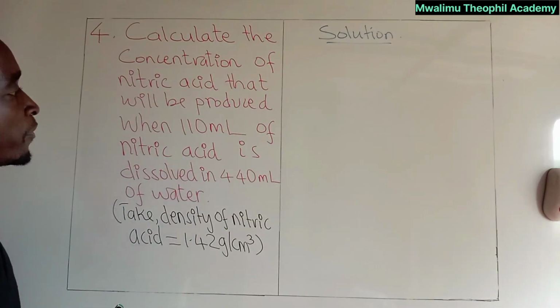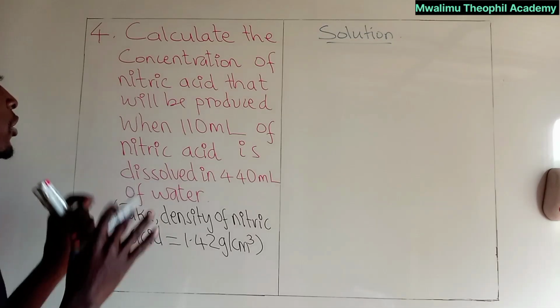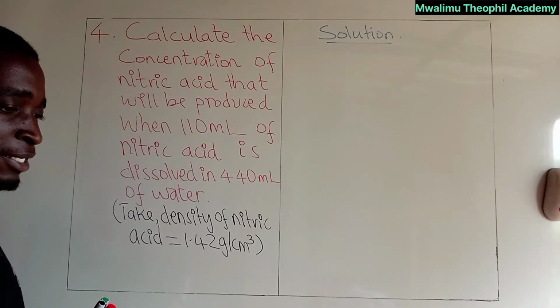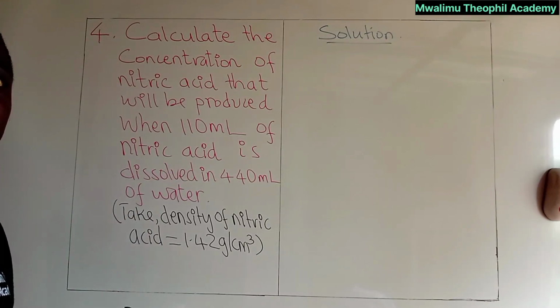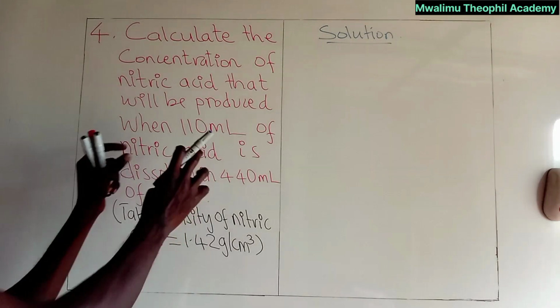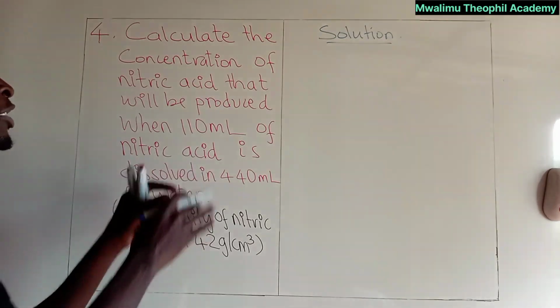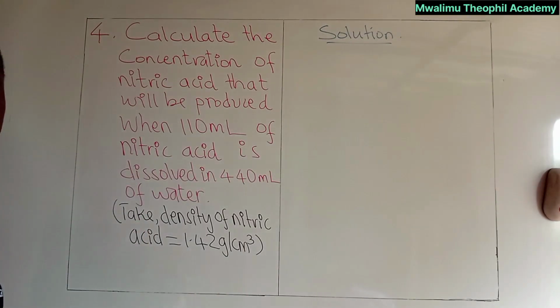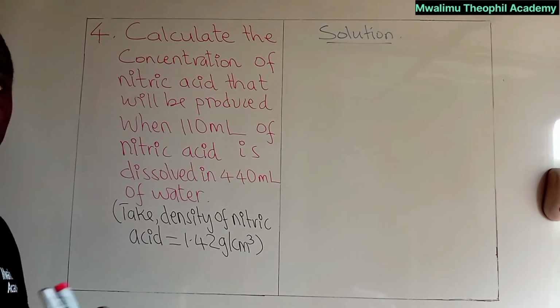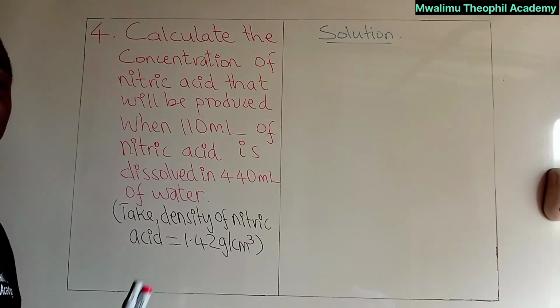In this problem, we are required to calculate the concentration of nitric acid. It is upon you to decide which kind of concentration you are going to calculate. In this problem, we are going to calculate both kinds of concentration. Firstly, we are going to start with the mass concentration, and after that, we will use the obtained mass concentration to get the molar concentration, which is molarity.